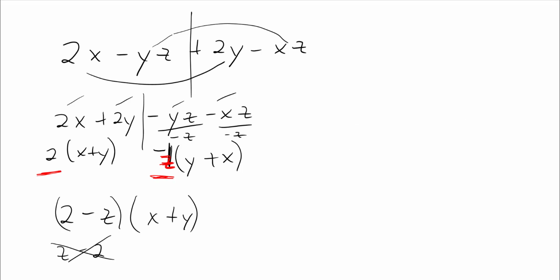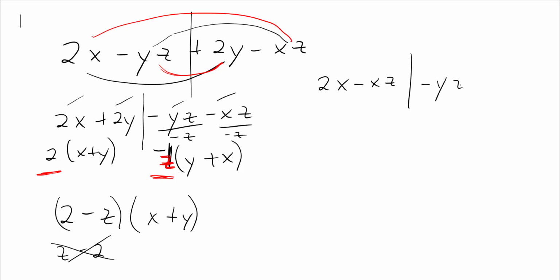So real quickly, guys, let me get rid of this part right here. Let's just say you didn't group it that way, because you could have grouped it another way. Let me go back to the original problem. What if I said I want to group these two together because they both have an x, and these two because they both have a y? Watch what happens. You're going to get the same answer. That's the nice thing. So I'm going to get 2x minus xz, and I'm going to get negative yz plus 2y.